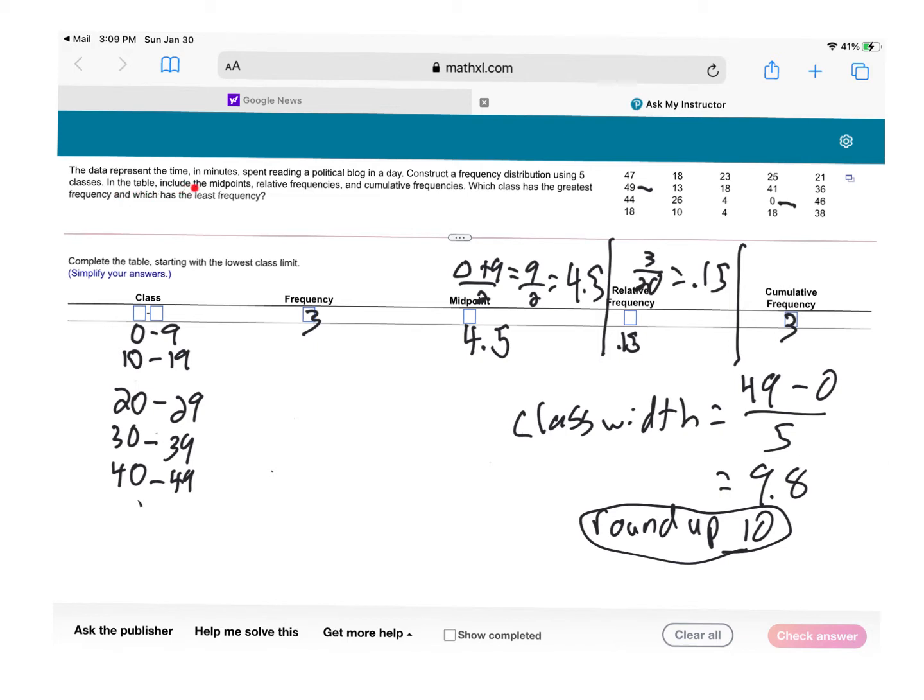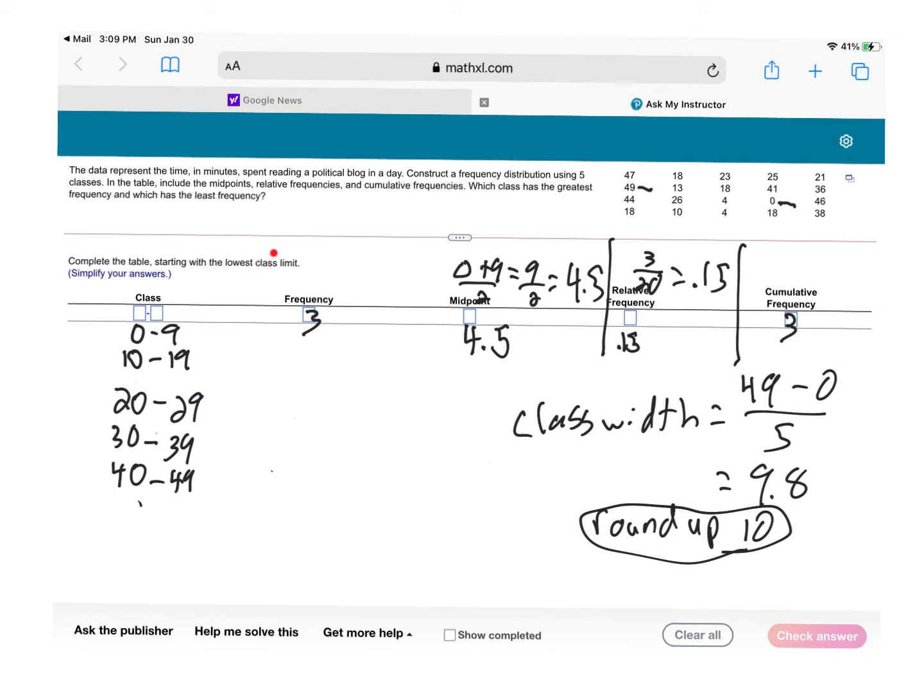The data represents the time in minutes spent reading a political blog in a day. Construct a frequency distribution using 5 classes. So I guess 1, 2, 3, 4, 5 classes. In the table include midpoints, relative frequency, etc. Which class has the greatest frequency and least? Well, here's the frequency, just the biggest and smallest number.